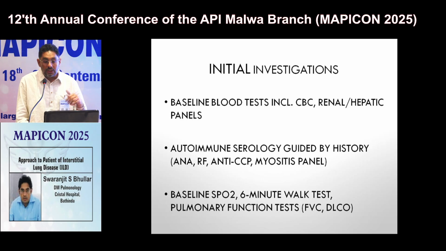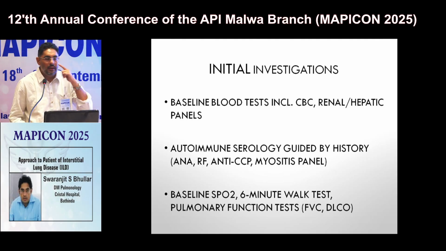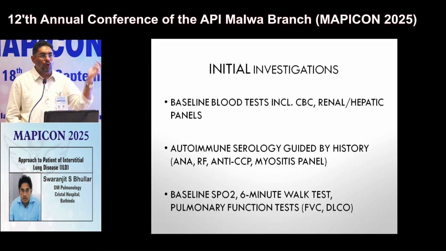Then for the functional status of the patient, we have to do the baseline saturation, 6-minute walk test, and pulmonary function tests, including routine spirometry to look at FVC, and diffusion capacity to look at DLCO. This is the minimum workup that has to be done in all ILD patients.